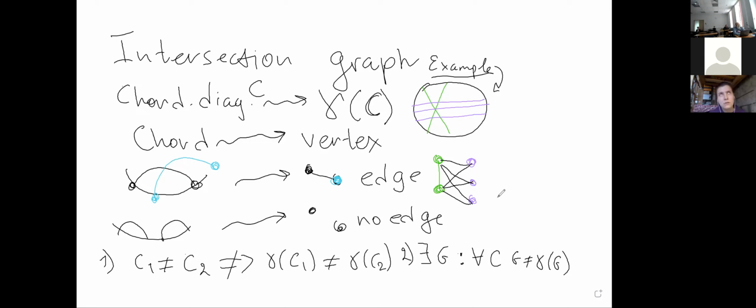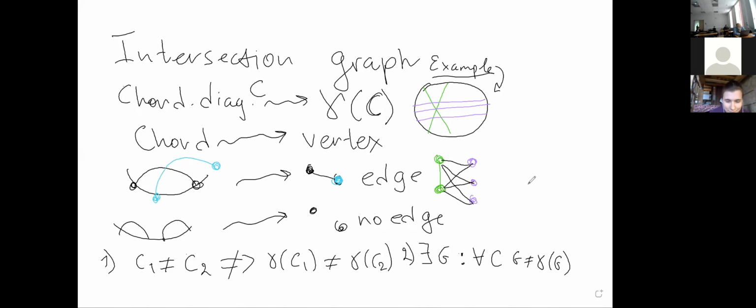For example, I think it's an exercise to invent two different chord diagrams with one intersection graph. But here is our main example of a graph that is not an intersection graph. This is not an intersection graph.